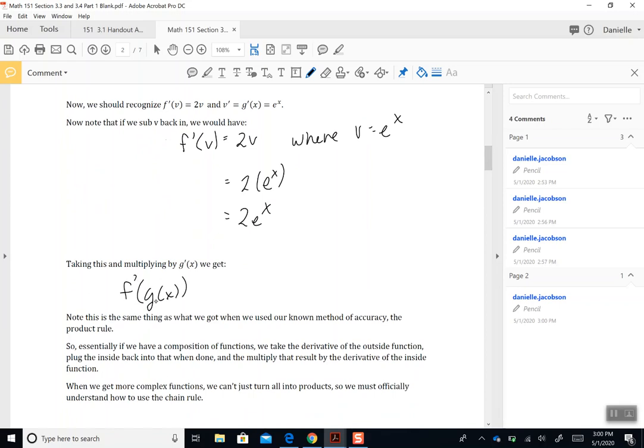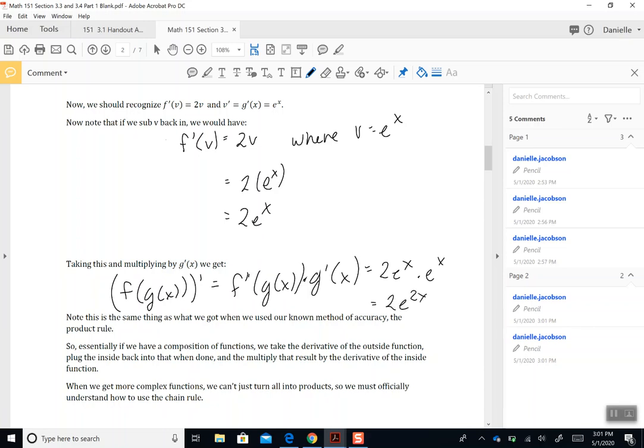That is the derivative of this composition of functions. I probably should put that prime around the whole thing, sorry. Okay, (f of g of x) prime is equivalent to f prime of g of x times g prime of x. Now I'm going to substitute, so I get 2e to the x, because that's what f prime of g of x is equal to, times g prime of x, which we found to be e to the x. Notice that we get 2e to the 2x, which is exactly what we got when we used the product rule. So what we've just used is actually the chain rule.